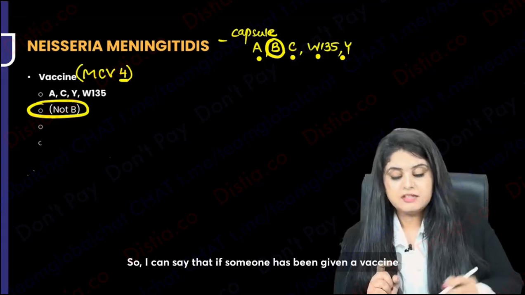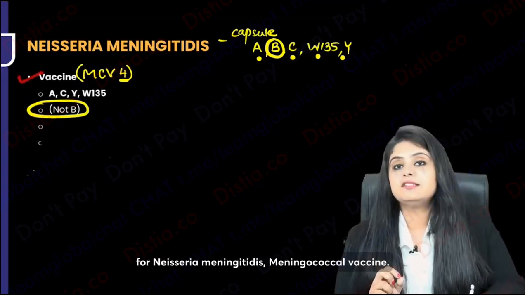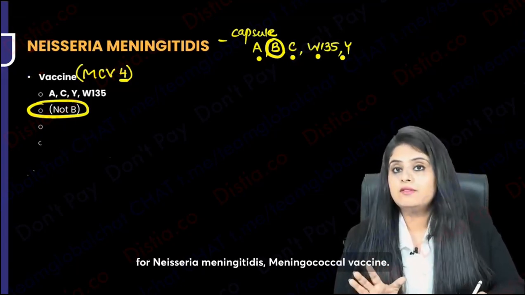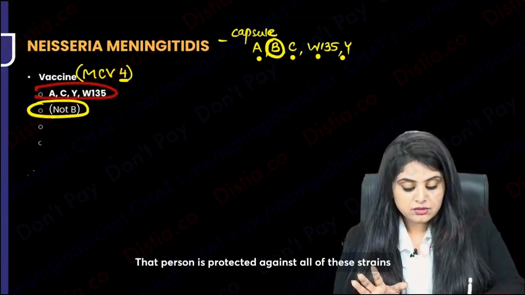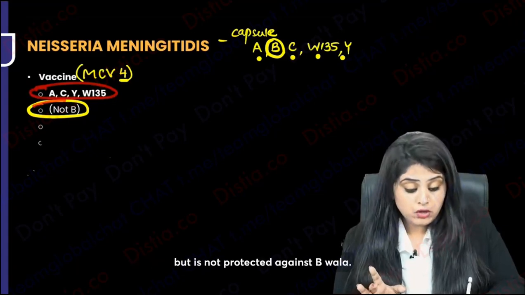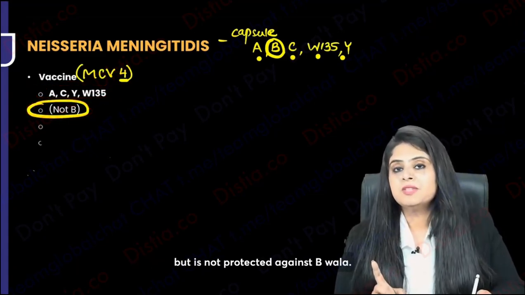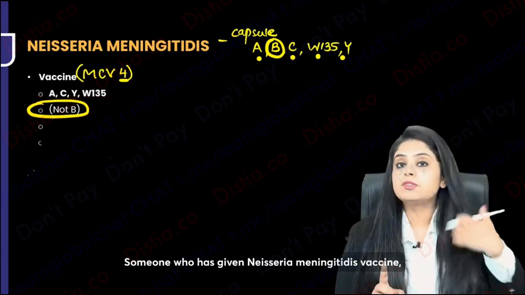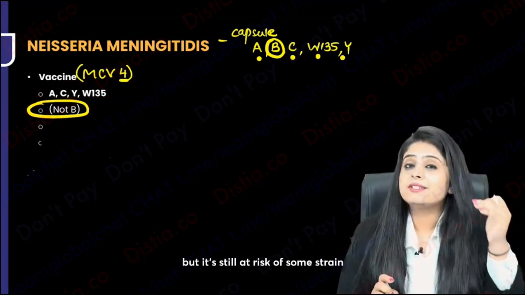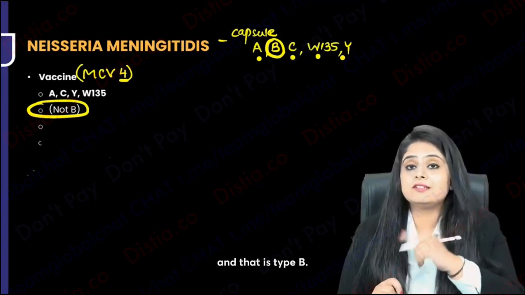So I can say that if someone has been given a vaccine for Neisseria meningitidis, meningococcal vaccine, that person is protected against all of these strains but is not protected against B. So remember, this comes as a question. Someone was given Neisseria meningitis vaccine but is still at a risk of some strain, and that is type B.